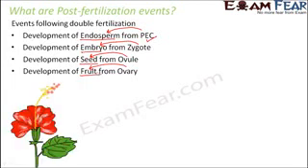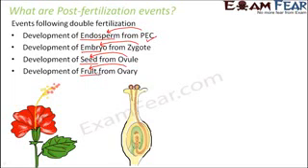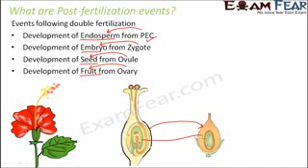So we will talk about each of these structures one by one: endosperm, embryo, seed and fruit. So here this is the flower. Inside the flower you have the ovary, ovule and everything. Gradually this ovary will turn into the fruit. The ovary becomes the fruit. The ovule which you have inside, that becomes the seed. Inside the ovule you have the zygote, the zygote becomes the embryo, and then you have the endosperm to provide its nourishment.